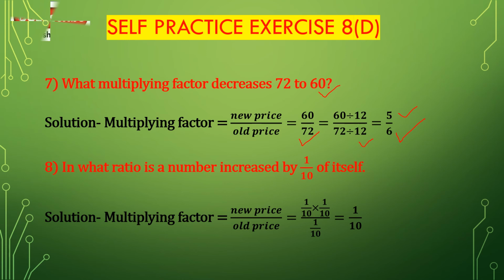Number 8. In what ratio is a number increased by 1 divided by 10 of itself? So we have to find out the multiplying factor. The new price will be 1 divided by 10 of x, divided by the old price, which is x. So we get 1 divided by 10. So the multiplying factor is 1 divided by 10.